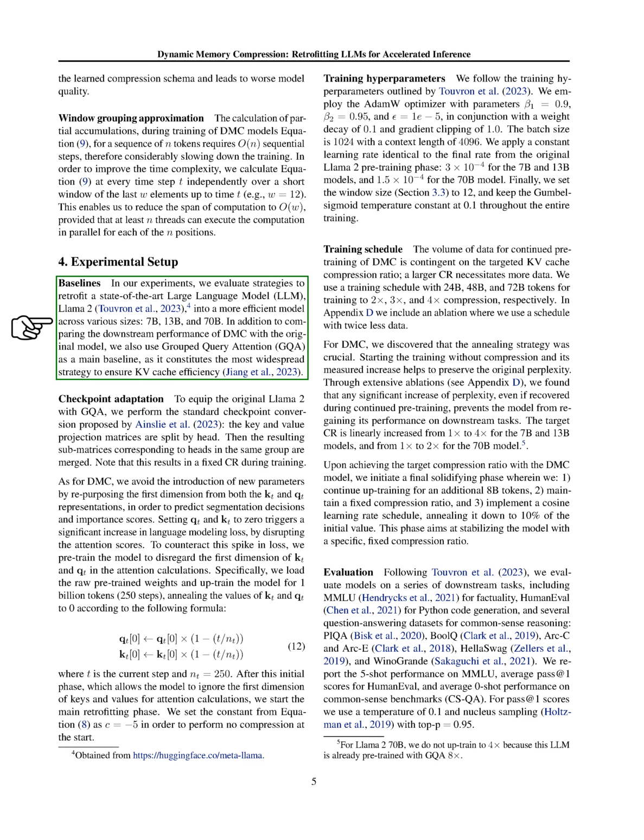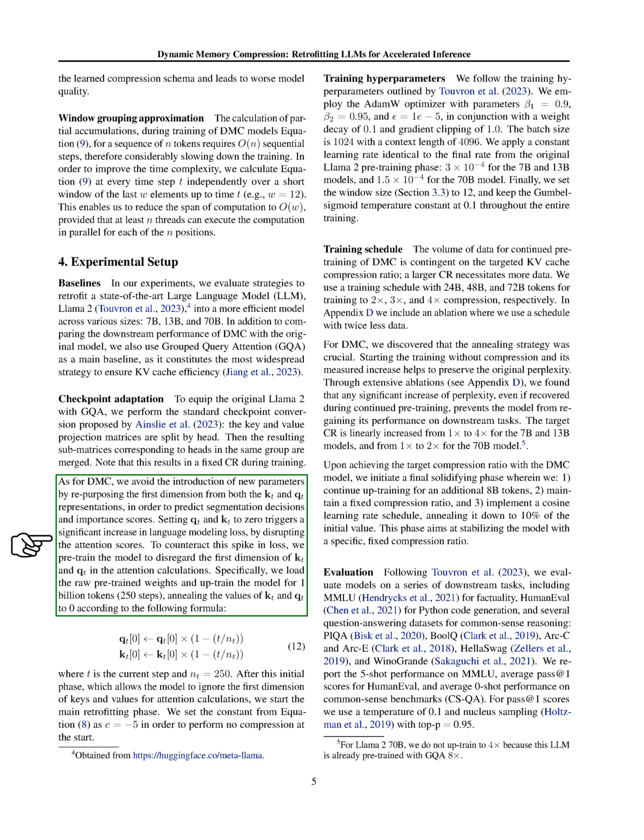In our experiments, we explore ways to enhance the efficiency of a state-of-the-art large language model, LLM, Llama 2, across different sizes, 7B, 13B, and 70B. We compare the performance of DMC with the original model and use grouped query attention, GQA, as a key baseline strategy for KV cache efficiency. To incorporate GQA into the original Llama 2, we follow a standard checkpoint conversion method where key and value projection matrices are split by head and then merged for heads in the same group. This process maintains a fixed compression ratio during training.